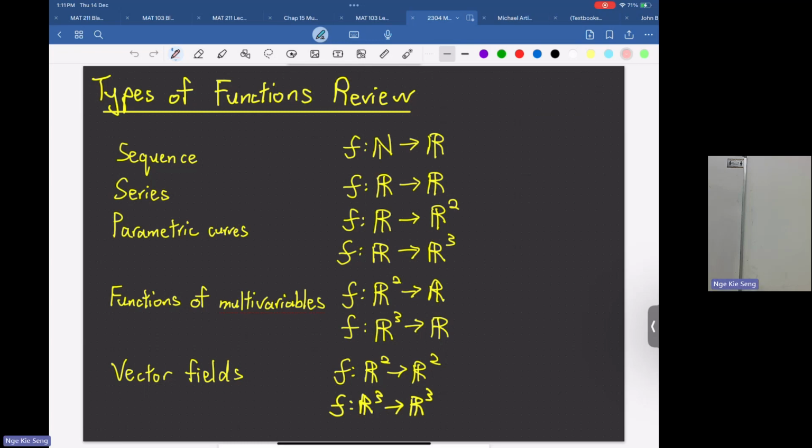Next, we will deal with functions going from Rn to Rn. This is what we call a vector field. Whenever you go to physics, they talk about vector fields. In mathematics, it means a function from Rn to Rn. I give you a point in R2, you give me a vector in R2. I give you a point in R3, you give me a vector in R3. Every point in this space, I get some vector.